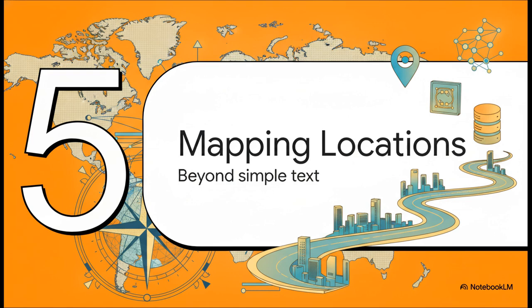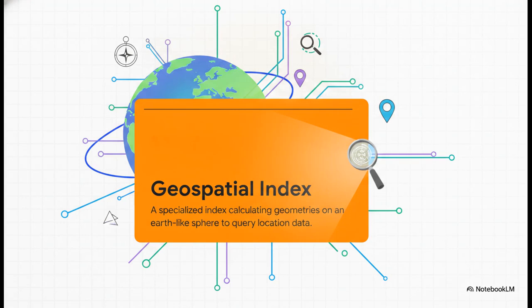Finally, Section 5, mapping real-world locations, going beyond simple text. This is where we go beyond simple text and numbers and actually map real-world locations. To do this, MongoDB uses something called a geospatial index, specifically a 2D sphere index. We aren't just storing words anymore. This core concept allows the database to understand that it is working on a round, physical, Earth-like sphere. It can actually calculate physical geometries, distances, and intersections across the globe.